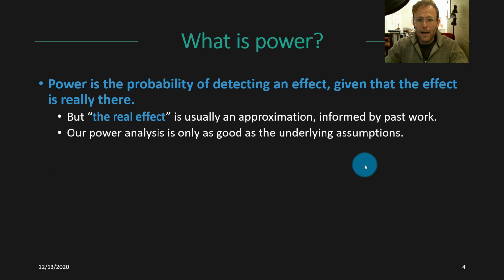So statistical power is the probability of detecting an effect given that the effect is really there, right? But a real effect is usually some kind of approximation that's being informed by past work.